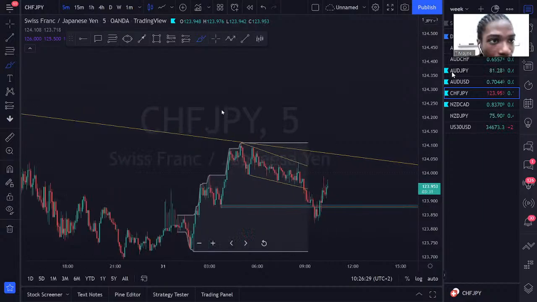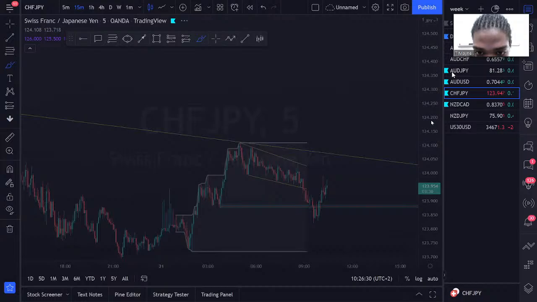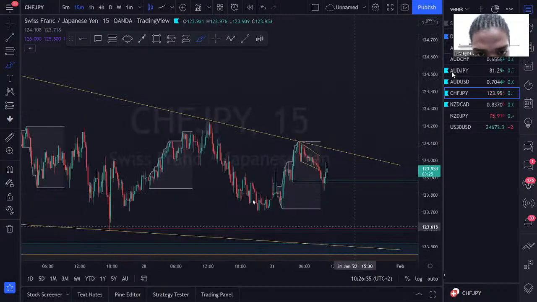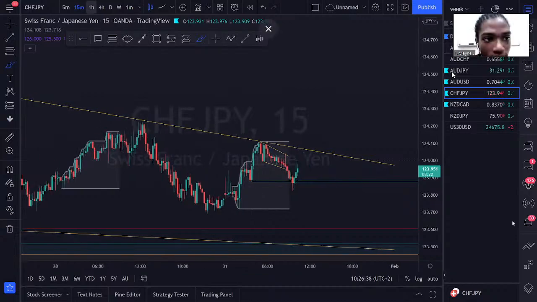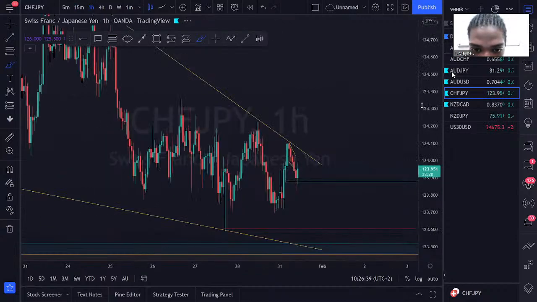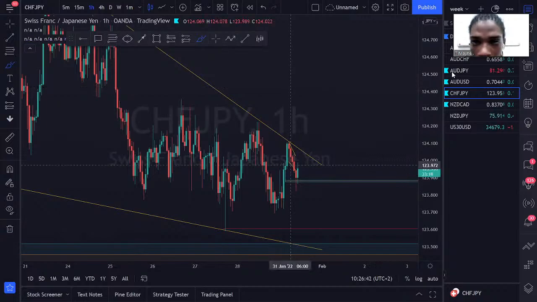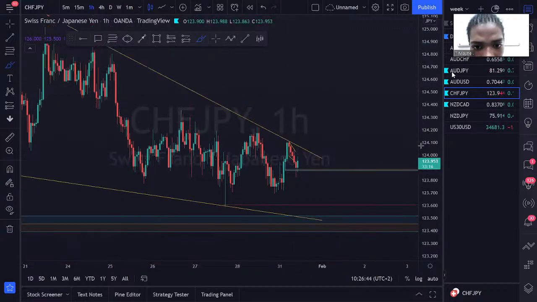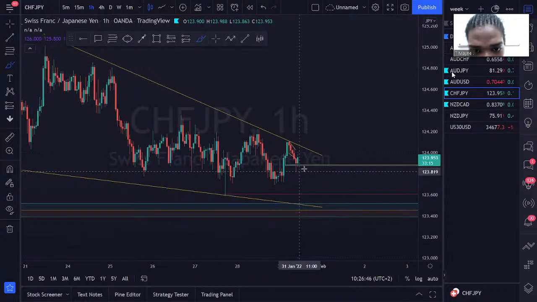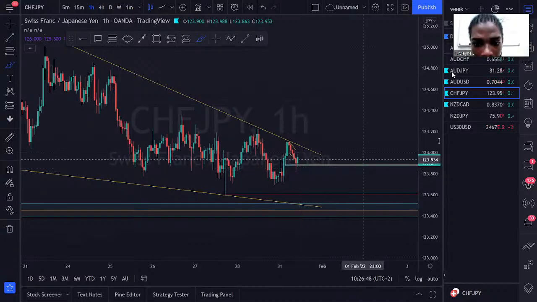Okay, cool. So the 5-minute looks too choppy for me, so I wouldn't enter on a 5, as well as the 15-minute. This price action on a small time frame doesn't look too clean for me to want to look to do something. But nonetheless, I should tap into this sort of support here.